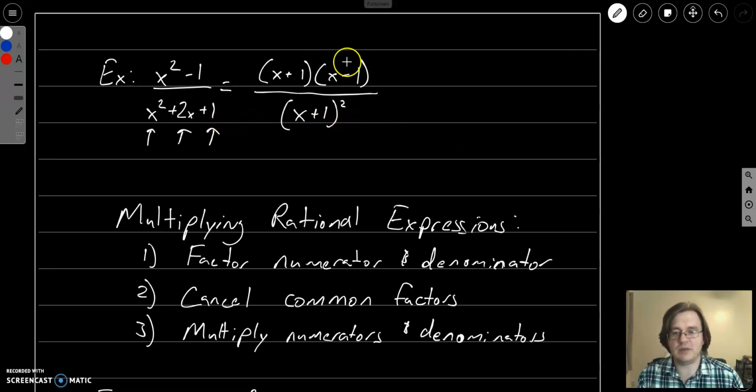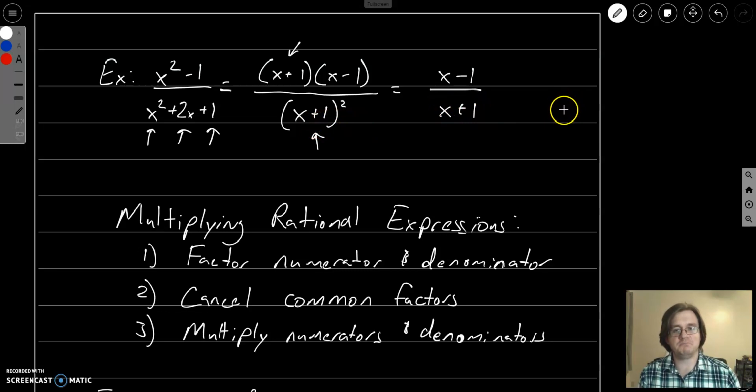And now the top and the bottom are completely factored. And I can cancel the x plus 1 and 1 copy of the x plus 1. Remember that there's 2 of them because it's squared. So after I cancel that one, I'm left with an x minus 1 on top. And after I cancel out one of those factors, I'm left with an x plus 1 on bottom. So far so good. We can just factor and then cancel.